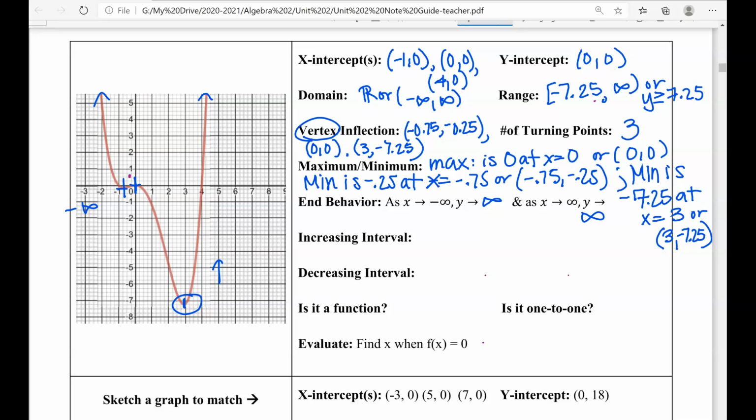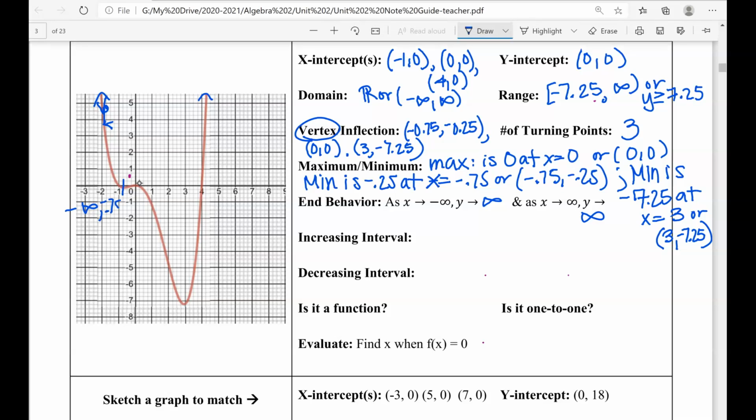Increasing interval. Okay, so now this is where we have to look at the vertices or your max and mins and see what's happening. So here's the first vertex. This is over here. You are sliding down. So that's decreasing. So that's from negative infinity, and we talked about that x being negative 0.75. So that's your first decreasing, negative infinity, negative 0.75.